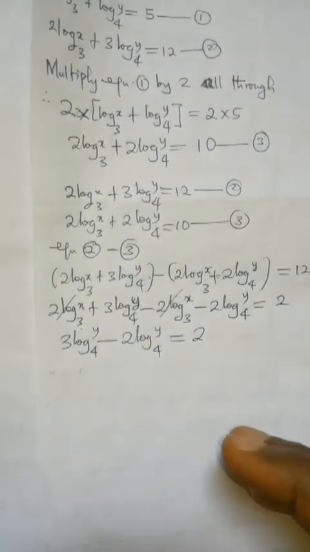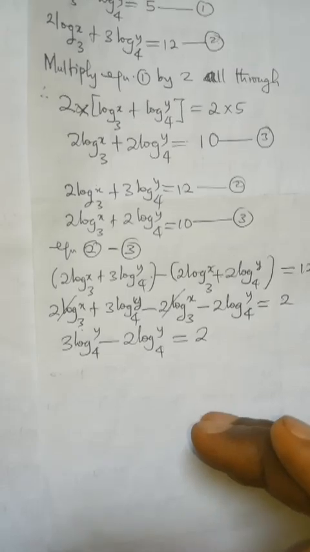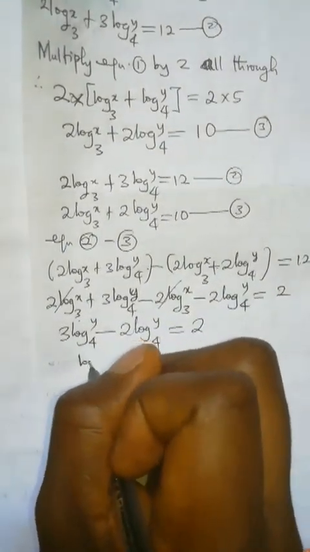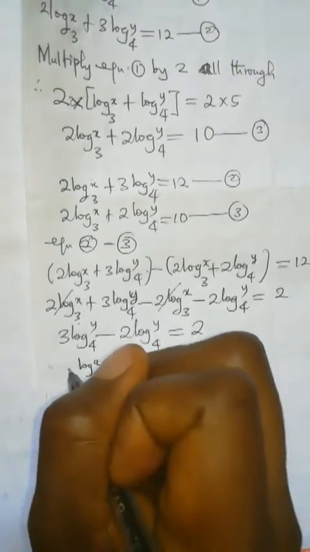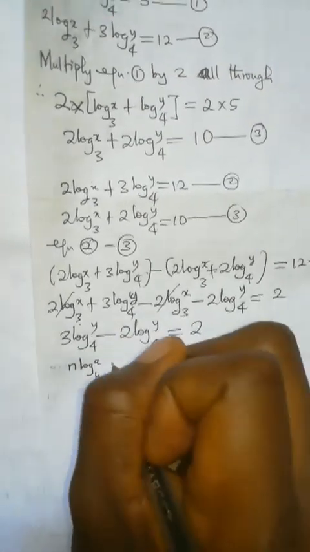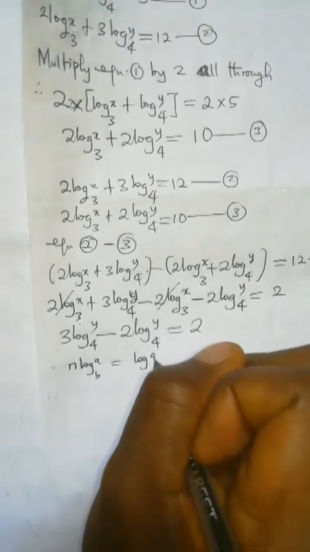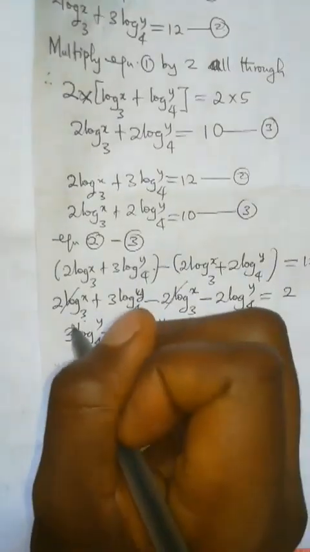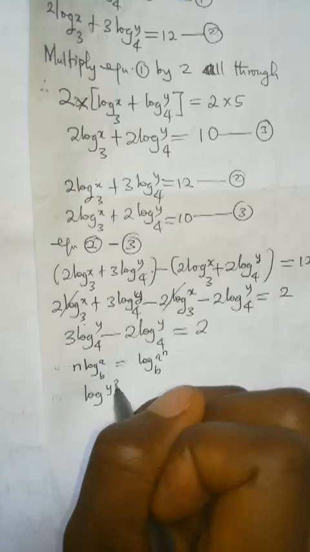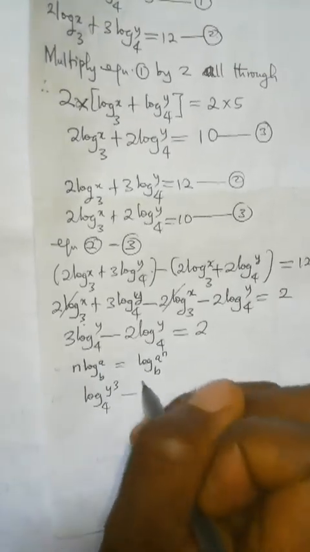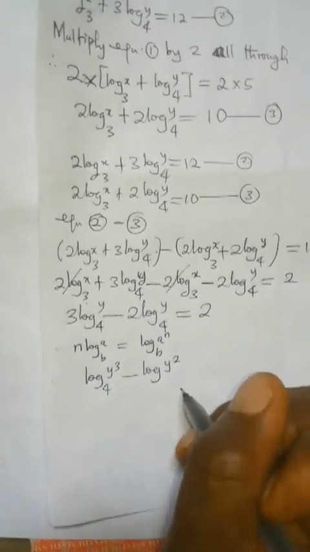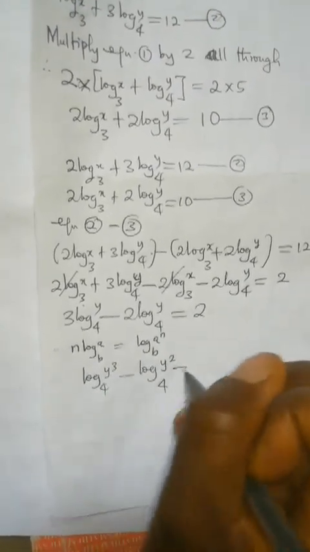You see it? There's a law that says if we have log a base b, and we have n here, it's going to be log of a to the power of n base b. So let's try to apply this here. You see this 3 will come here. We have log of y to the power of 3 base 4 minus log of y to the power of 2 base 4 is equal to 2.